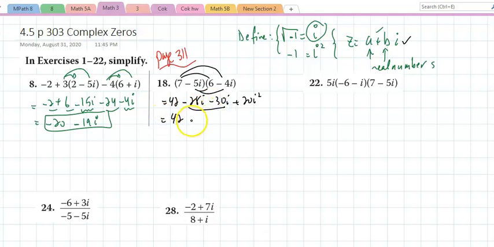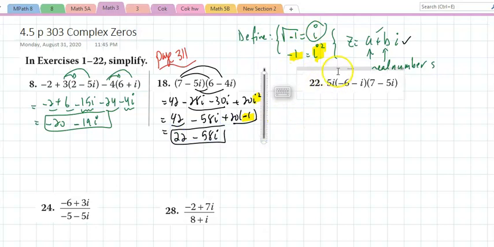If I add those, that's -58i plus 20, and the agreement was wherever you see an i squared, you replace it by a -1. And that makes this -20 plus 40, that's 22, minus 58i. And there it is. So it's really straightforward. Not much in there.